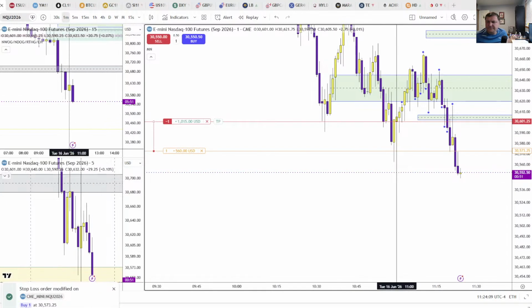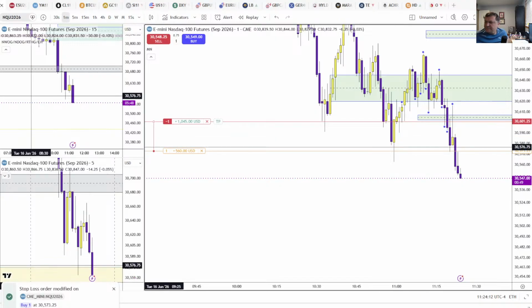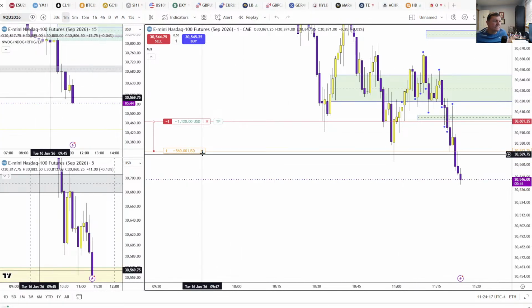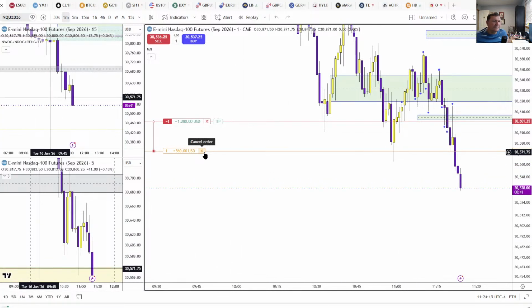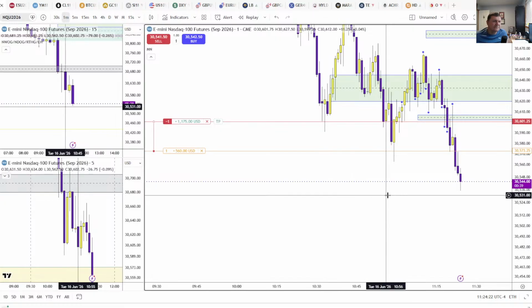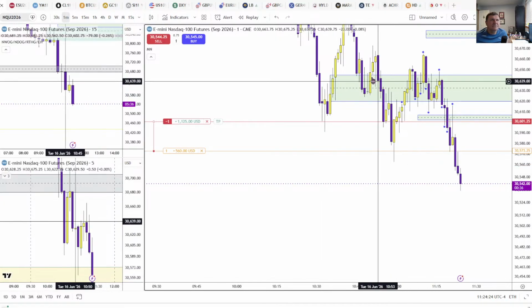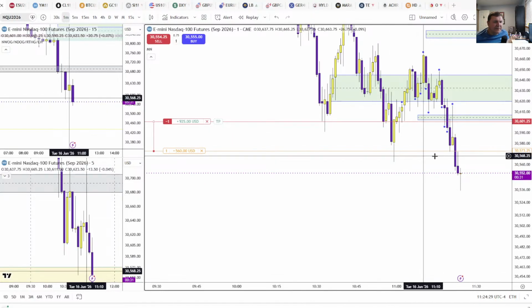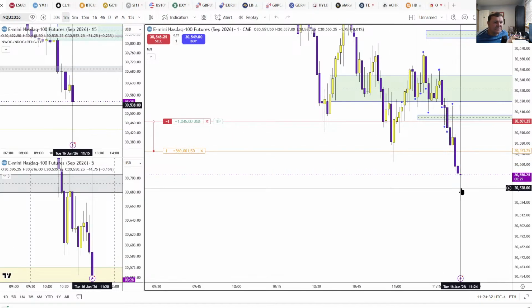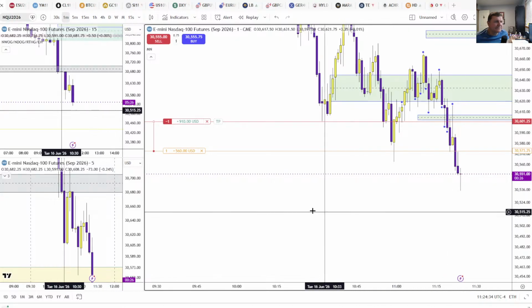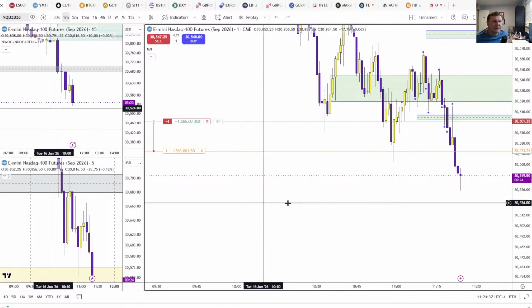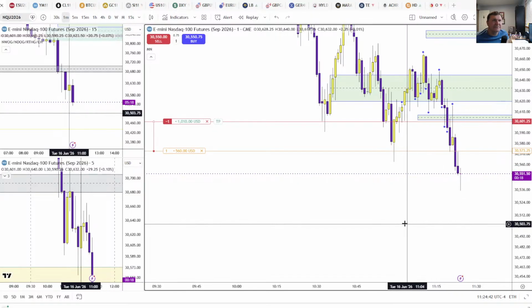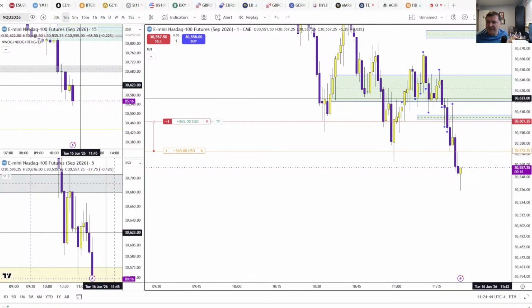Keep coming lower. Excellent. Yeah, that's your Model 4 right there. Continuation. If it comes back through it, then I'm out of that because I don't want to see that halfway of that wick get broken again to the downside. Got my partial. Nothing wrong with that, man. Nothing wrong with that.